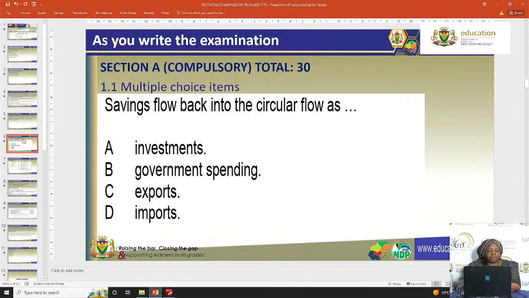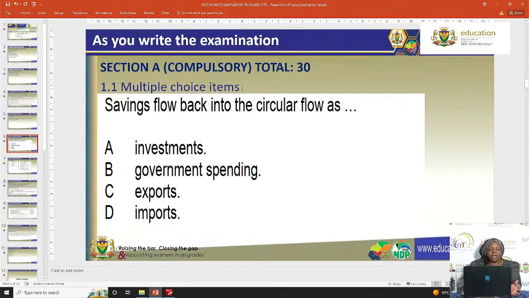How do you answer your multiple choice? Remember, you write the numbering 1.1.1 and then you give the symbol. You go to 1.1.2, you give the symbol that is correct. But now let's say you have the multiple choice and you are not sure of the answer. There are only 2 possible ways that I think are easy to ensure that more or less you get the marks. The first one is, you know the answer definitely. So you go straight to the answer and say, savings flow back into the circular flow as investment.